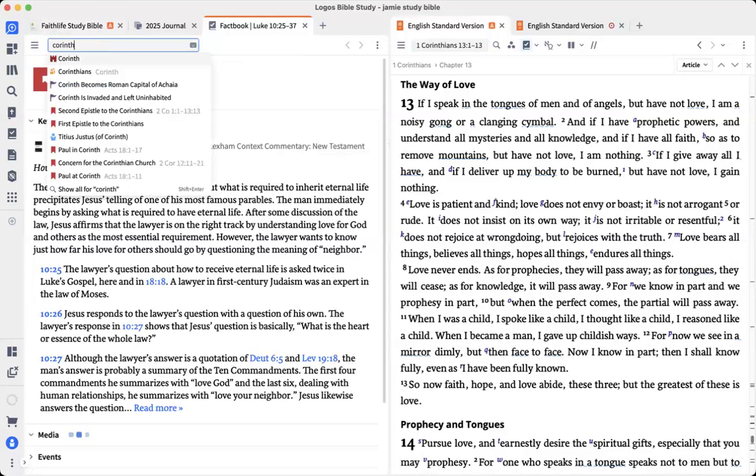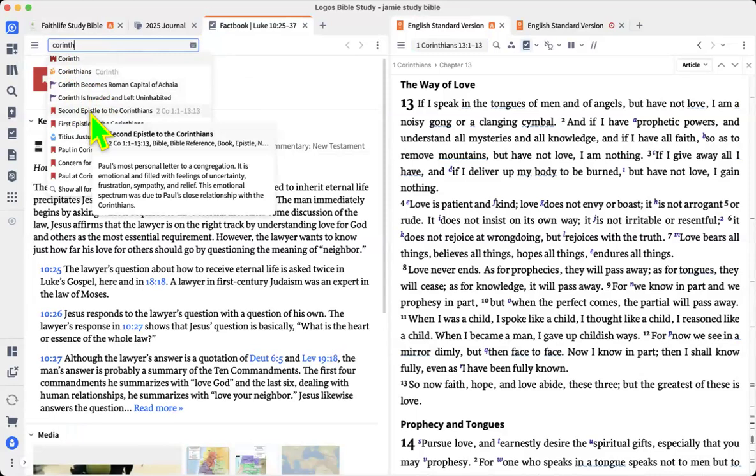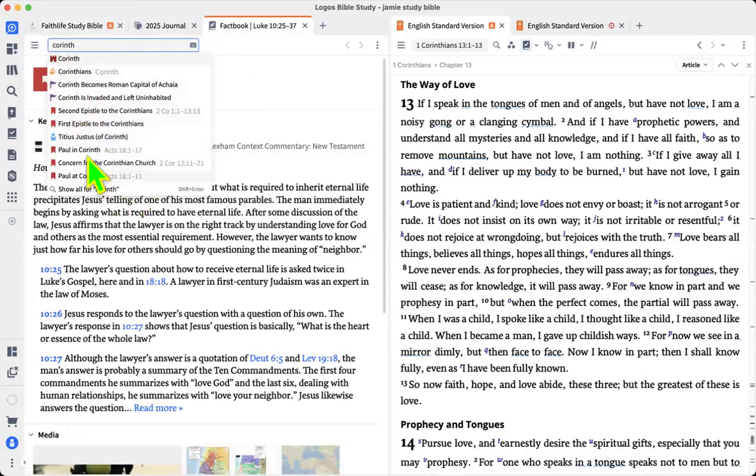If I start typing, Logos is going to start suggesting some things that I might want to do a fact book on. I could do a fact book on the city of Corinth. I could do a fact book on the Corinthians themselves. Here's some historical moments in the life of Corinth. Here's 2 Corinthians. I could do a fact book on the entire book of 2 Corinthians, 1 Corinthians. Some moments in the book of Acts where Paul is in Corinth. So I just want to encourage you, as you're typing in a fact book, don't hit enter too quickly.